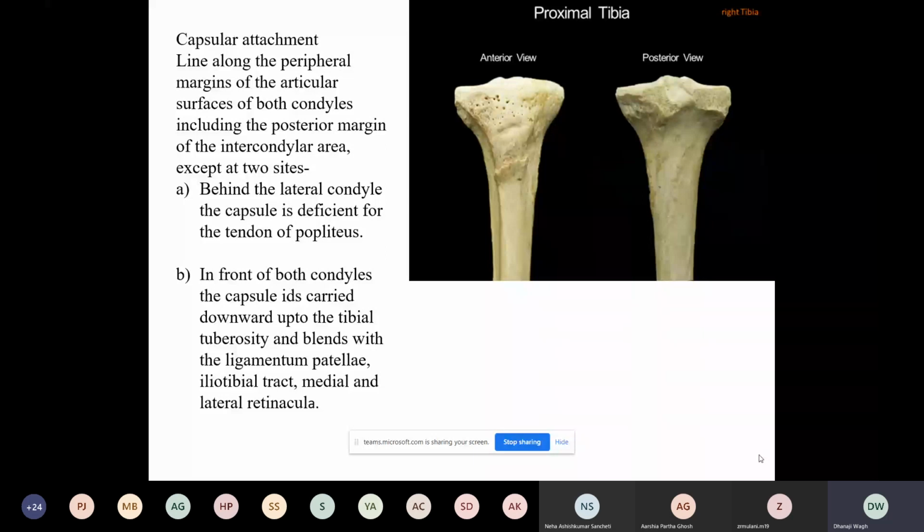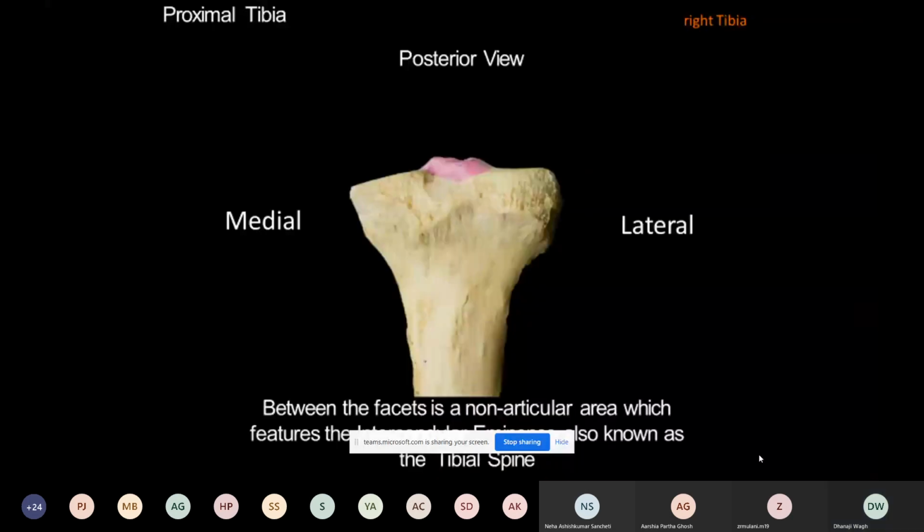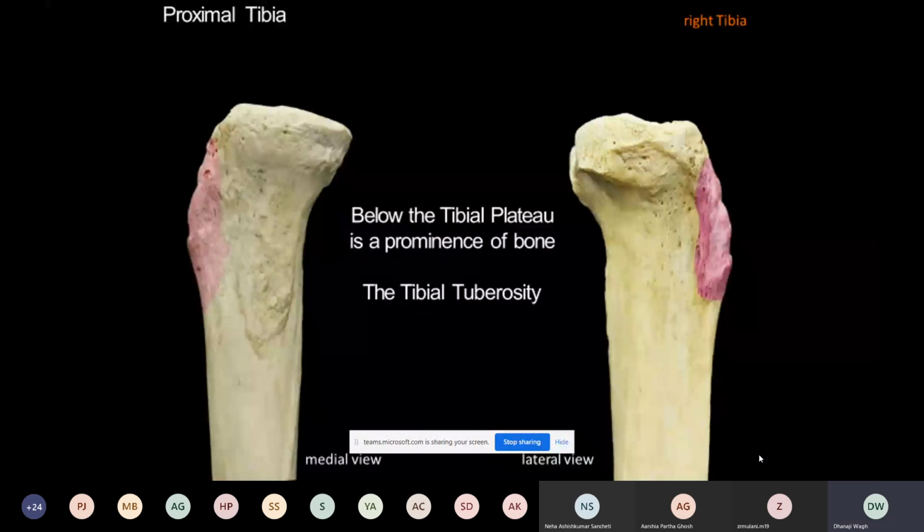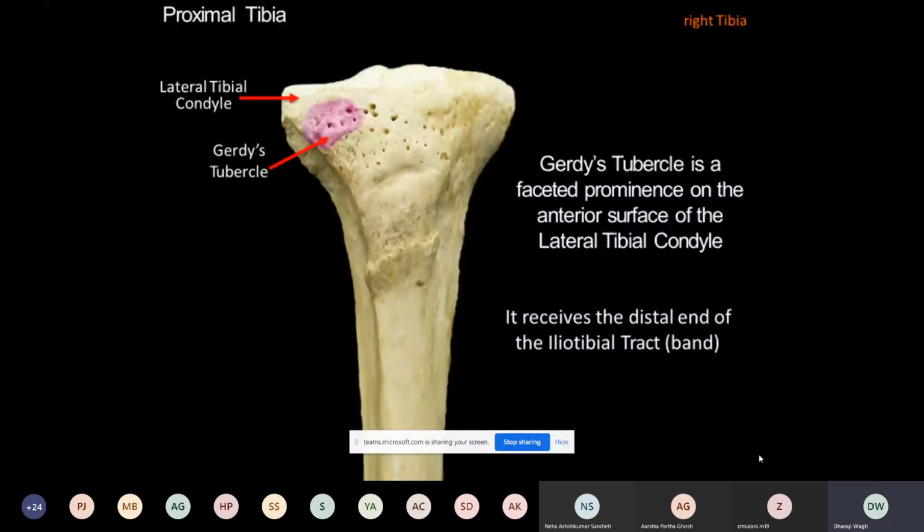On this proximal end, you can see the lateral and medial condyles, and in between there is the intercondylar area. Below this tibial plateau is a prominence of the bone, the tibial tuberosity. On the uppermost part of the tibial tuberosity, there is also Gerdy's tubercle. This is a viva question. Gerdy's tubercle is a prominence on the anterior surface of the lateral tibial condyle, and it receives the iliotibial band or iliotibial tract.